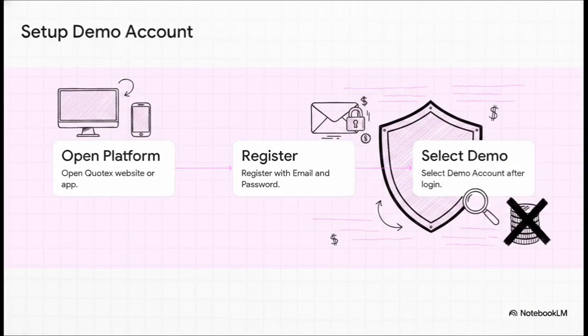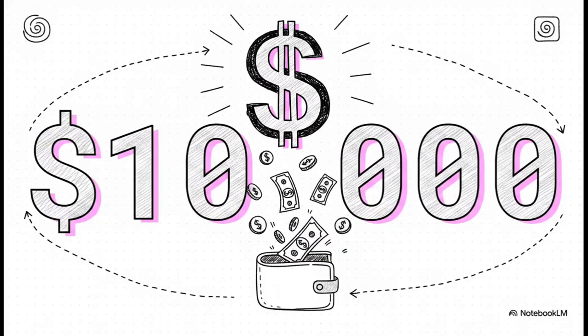Getting your account up and running is literally just 3 quick steps. First, open the Quotex website or their app. Second, you register with your email and a password. But hey, pay attention to step 3 because it's the absolute most crucial part. The second you log in, you must select the demo account. Honestly, don't even look at the live account yet. Choosing that demo account is your ultimate safety net right now. And here is exactly why that safety net is such a game changer.